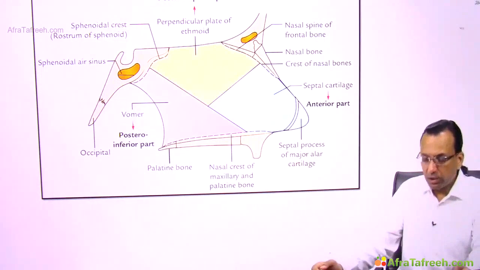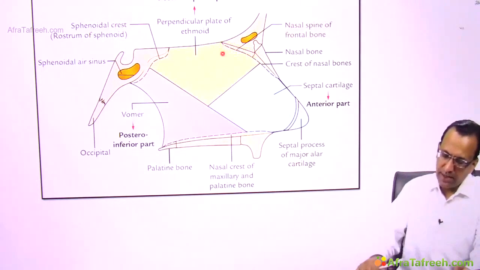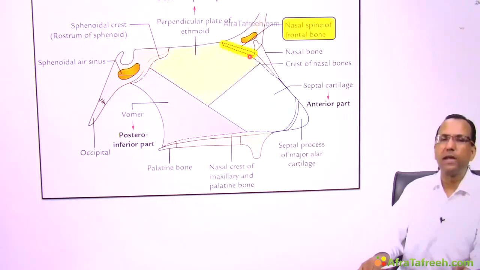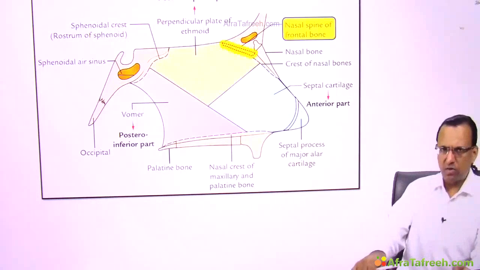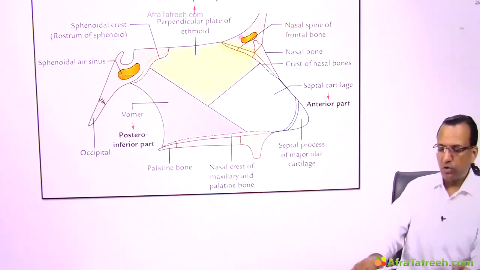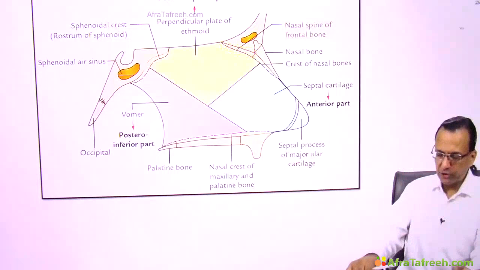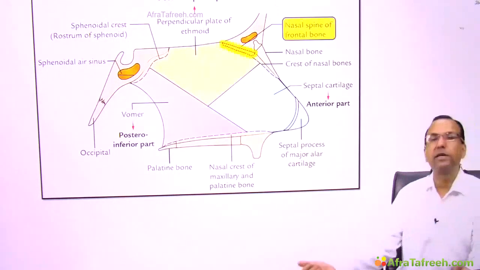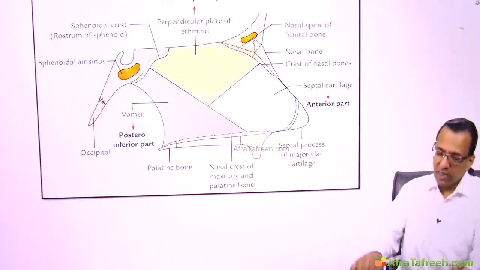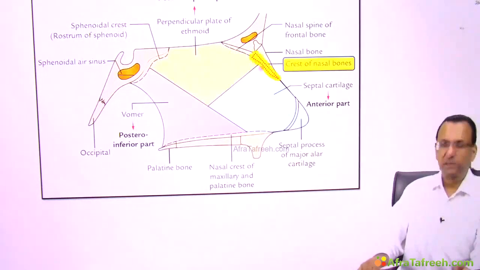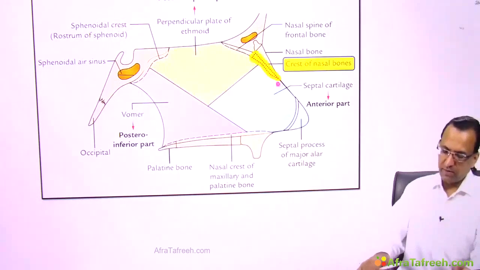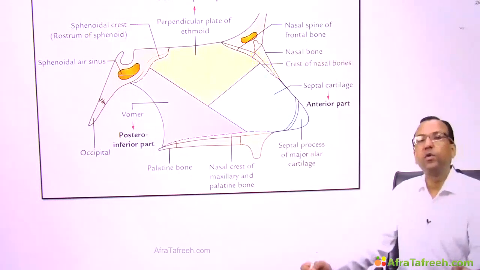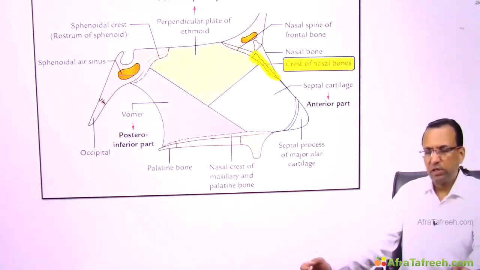See here. I told you it is the nasal spine of the frontal bone, not the nasal bone. So it is the nasal spine of the frontal bone, which is on the forehead. And it is giving some contribution to the nasal septum there. Because the nasal bone gives you the crest, not the nasal spine. And who else is giving the crest? There are a total of 4 bones which give the crest. This is one of them. Then what are the other 3?